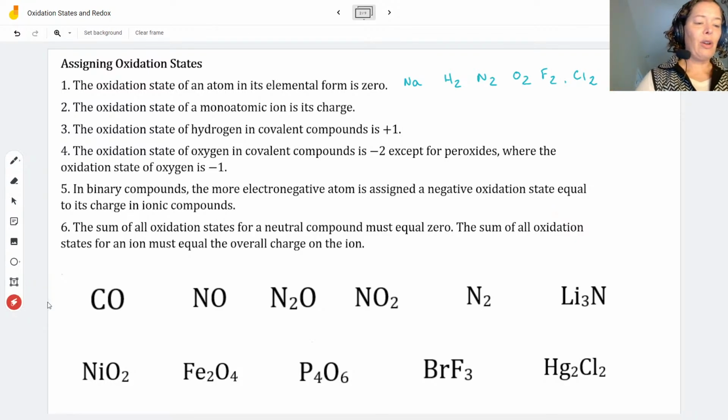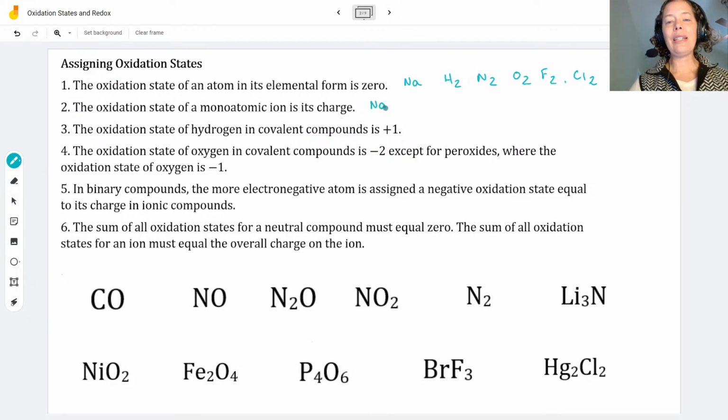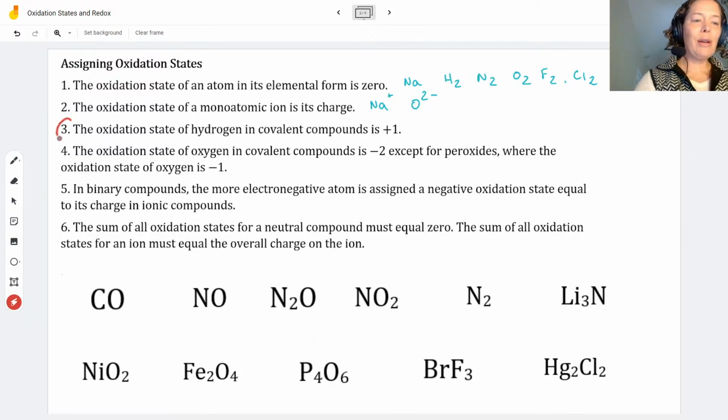Okay, so let's go on to rule number 2. The oxidation state of a monoatomic ion is its charge. So I'm going to pick on sodium again. Sodium, when it is an ion, has a +1 charge. So +1 is also its oxidation state. Oxygen, when it is an ion, has a -2 charge. So that is also its oxidation state. So when you have a monoatomic ion, this is not a polyatomic, this is a monoatomic ion, its charge is its oxidation state.